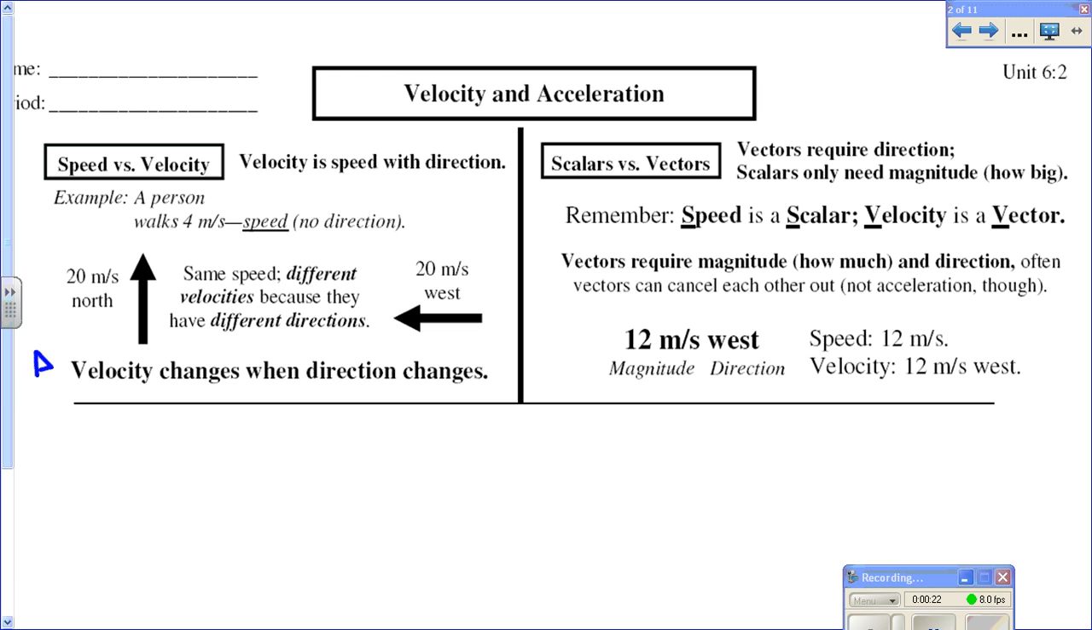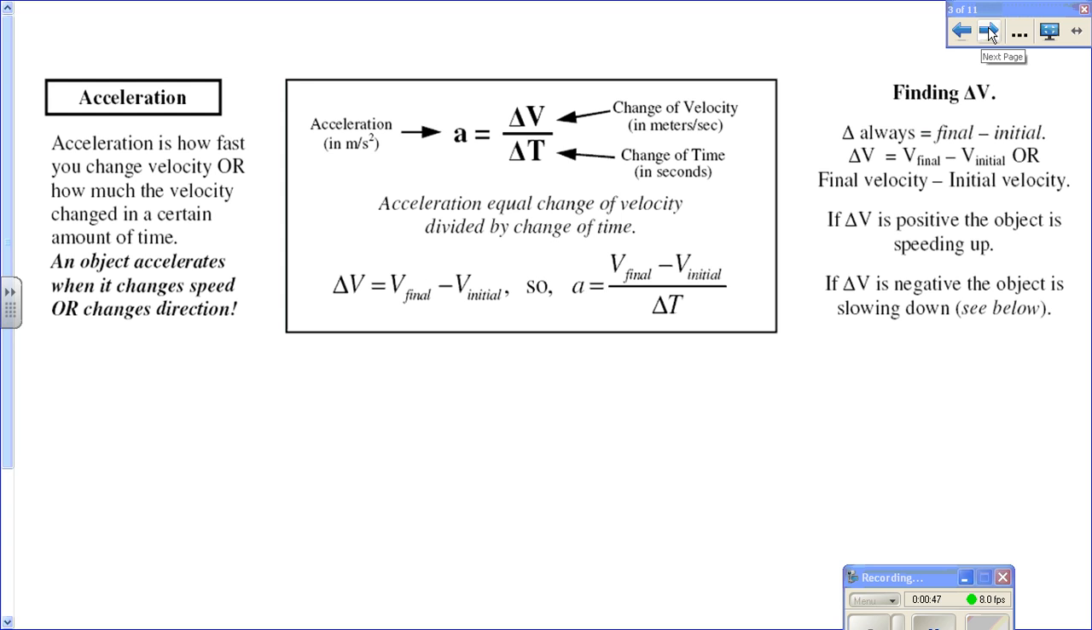Velocity changes when direction changes. So if it includes a direction, 20 meters per second north is different than 20 meters per second west, which means that if someone is moving and they make a turn, that is acceleration. Okay, so speed is scalar, velocity is vector, acceleration is a vector. Vectors just mean they include the number, the unit, and the direction.